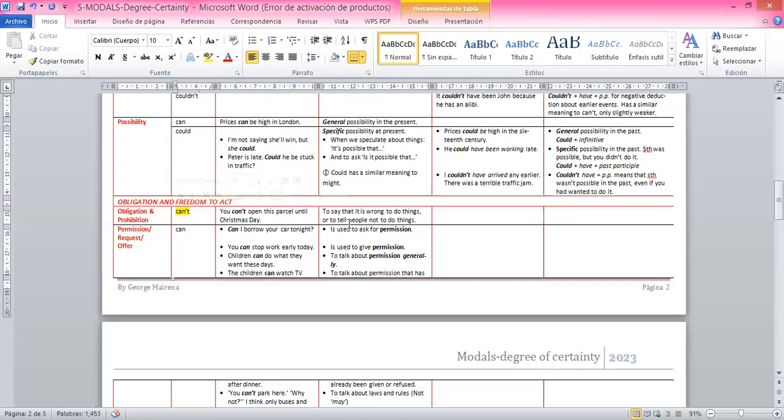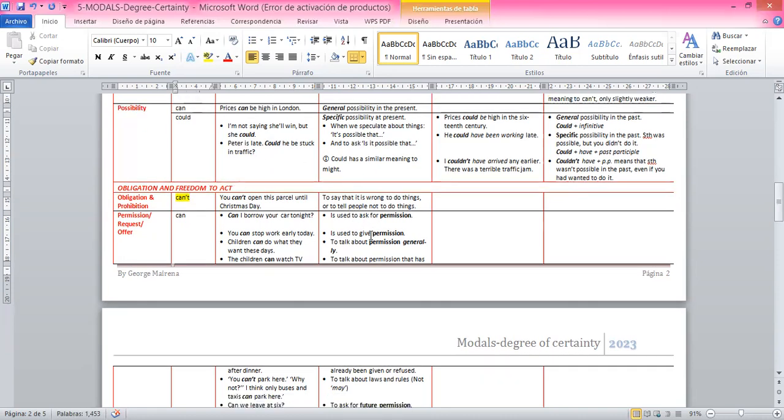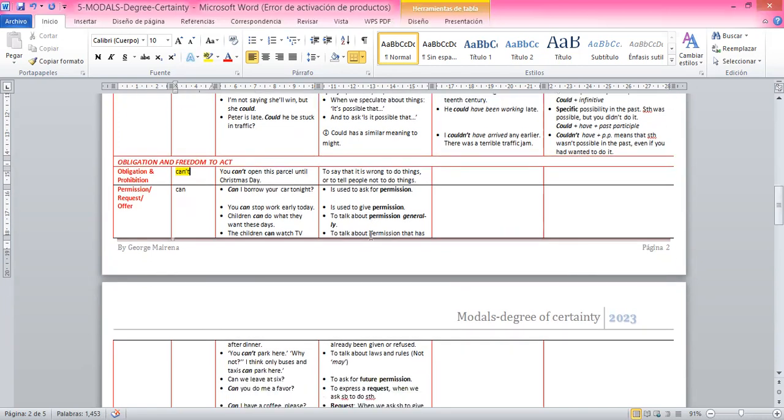And the meaning, how can we interpret that? It's when you say that something is wrong to do, or to tell people not to do the things, the same that I was telling you before. That is just for obligation or prohibition. For prohibition, we can also use mustn't, must not, okay? Let's see now the can, but positive. Can't is negative.